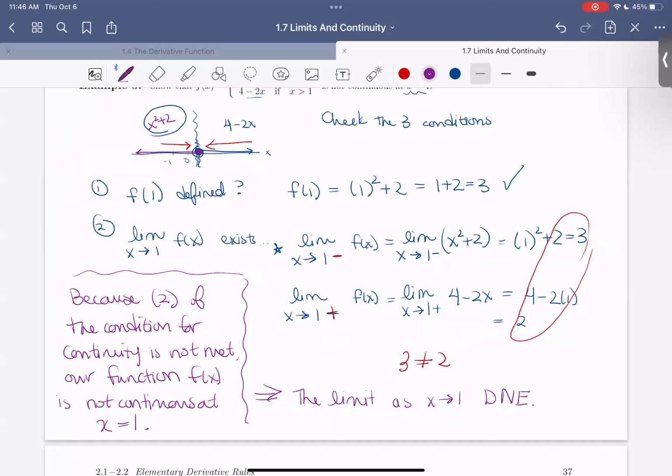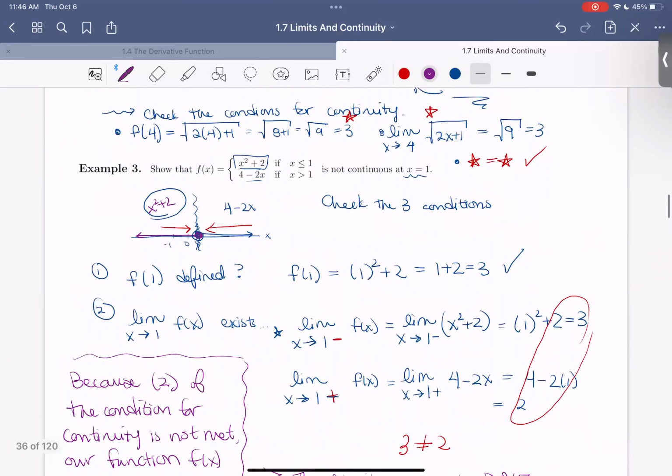We don't even have to check number 3 at this point because these conditions we need to check kind of follow in order. If the limit doesn't even exist, then we can't even check number 3, which would say that the limit is equal to the function value.